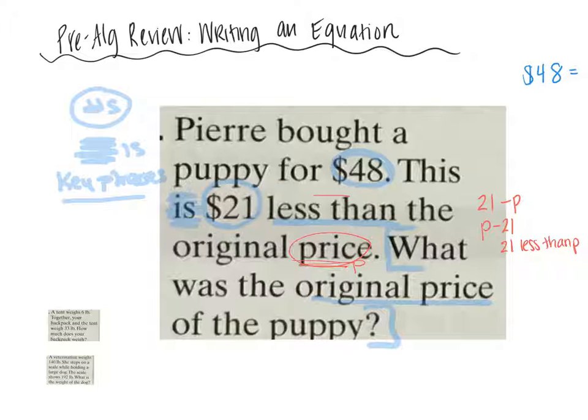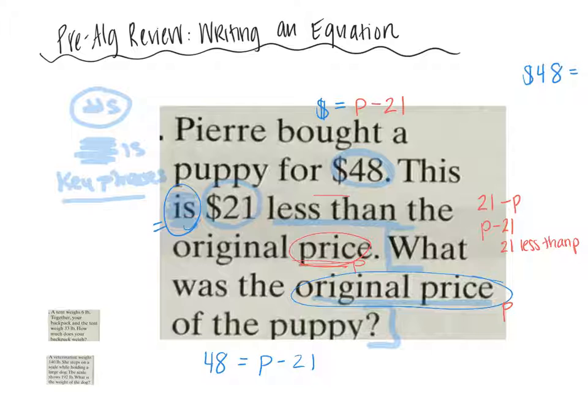So 48 is 21 less than the original price. What was the original price of my puppy? Well, I'm calling my original price P. So now I can solve this equation. I have 48 equals P minus 21. How do I solve this? Well, hopefully you recognize you need to add 21 to both sides, and that my P equals 69.